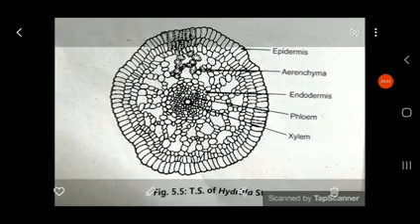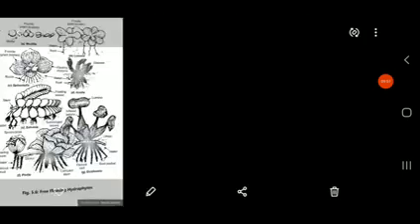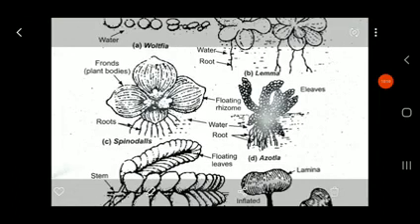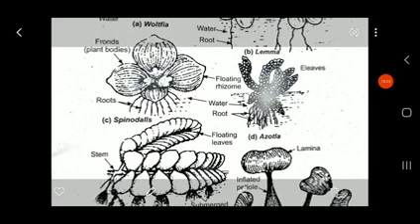Then this is a TS, which will be seen in the next lecture. Then we can see here the roots are very poorly developed. Then this is Spirodela. Here also the root is very small, and the plant body we can see here. These are spongy, and you can see the swollen leaves, which help in floating. Then the Azolla, with water root, floating rhizomes and leaves.